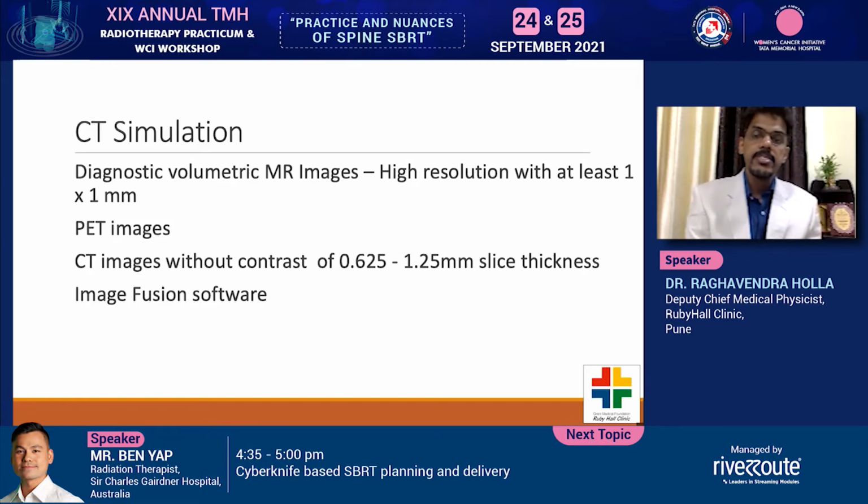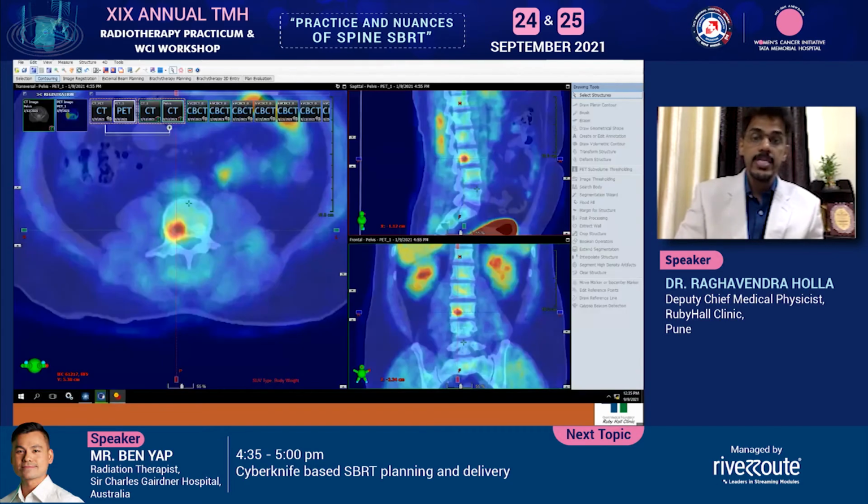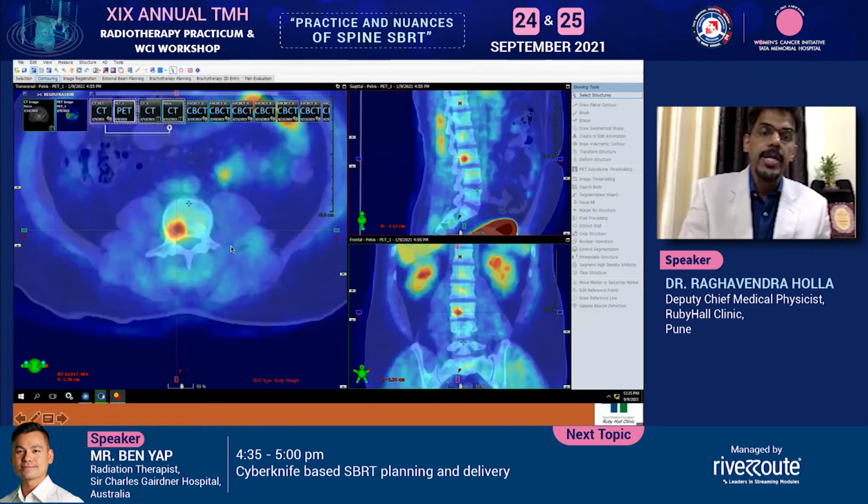For the CT images, we usually go for about 0.625 to 1.25 millimeter slice thickness, and good image fusion software is required. This is one of the examples which we did in our hospital. One part of the vertebral body is picked up nicely here with the PET images.